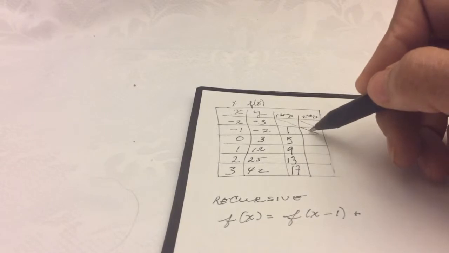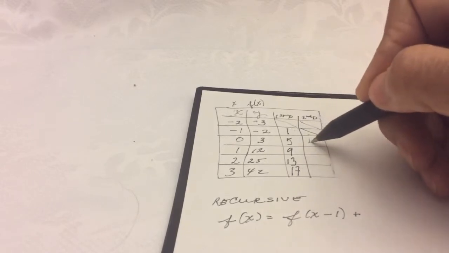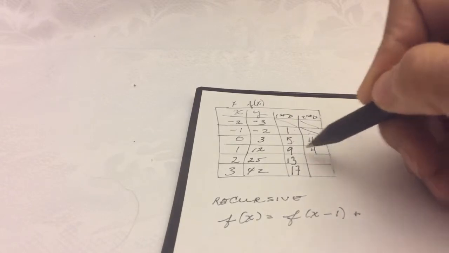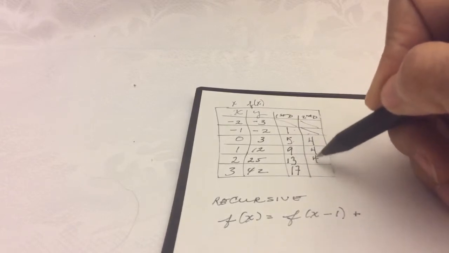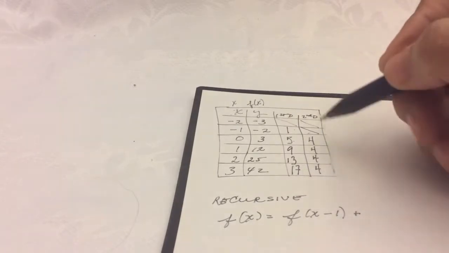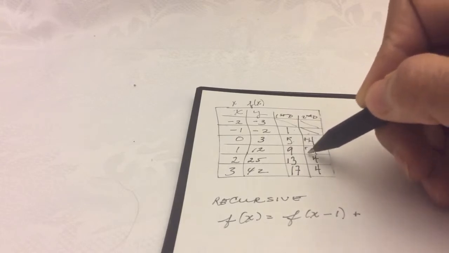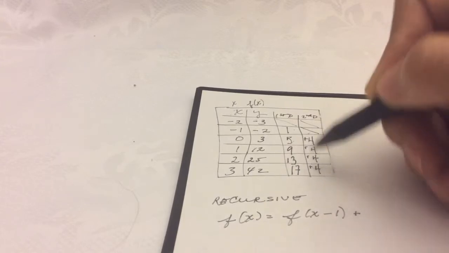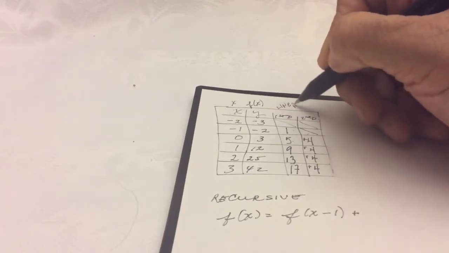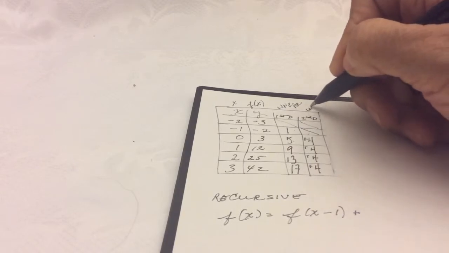All right, to go from 1 to 5, we're going to add 4. To go from 5 to 9, we're going to add 4. 9 to 13, we add 4. And 13 to 17, we're going to add 4. So as you can see, our constant is that we are adding 4. So that tells us that this column is linear. And it tells us that this is our constant.